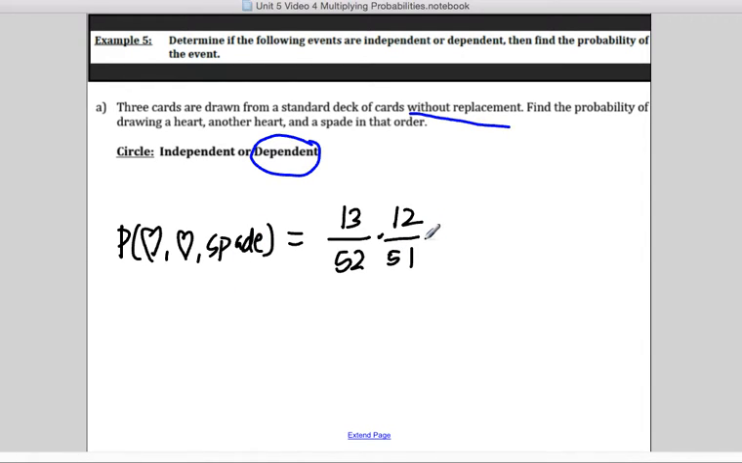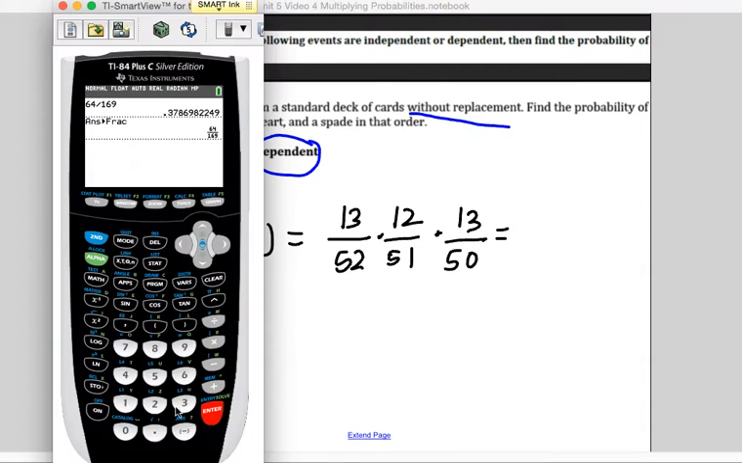Okay, well, I have 2 hearts in my hand, so that means all 13 spades are left in the deck. Out of how many total cards? 50. Okay, if I multiply this one on my calculator, I'll just walk you through how to do that.